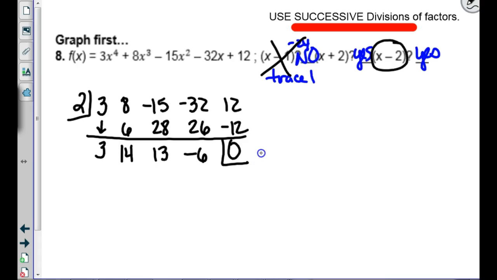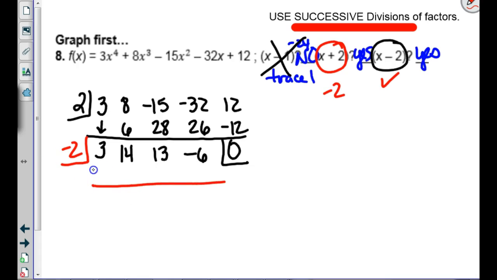All right. Successive division means we don't go back to the original polynomial. We keep going. With this newly reduced one, what are we going to try now? We did this one. We said this also works, so we're going to do a -2. Bring down the 3. 8, -16, -3 times -2 is +6, 0.